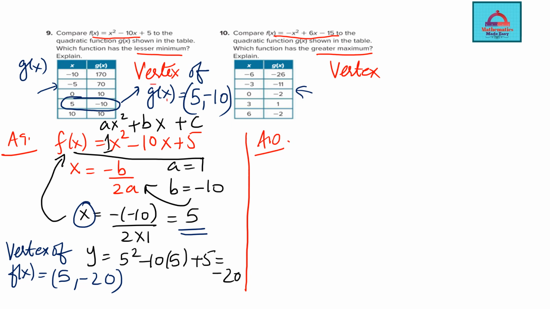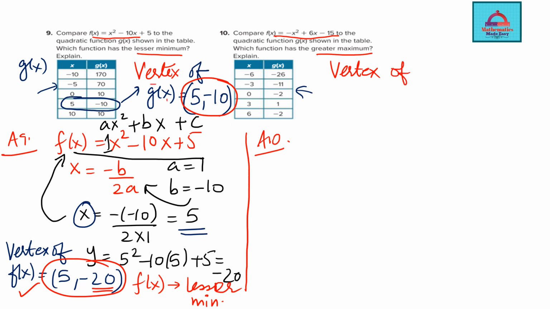Now it is very easy to compare which one is lesser. The coordinates that you will compare are 5 comma minus 10 and 5 comma minus 20. So definitely this time the answer is f(x), because f(x) has a y coordinate of minus 20, which is 10 units below g(x). So the answer is f(x) because it has the lesser minimum, the lesser y value. Now in a similar way you can complete question 10. I will give you the answer now.